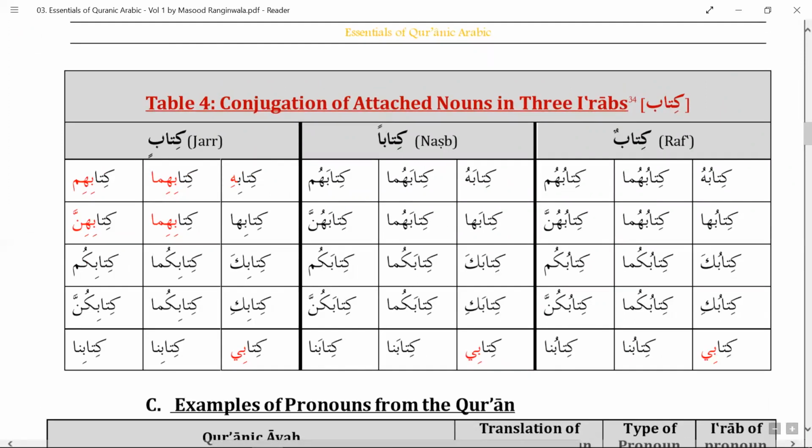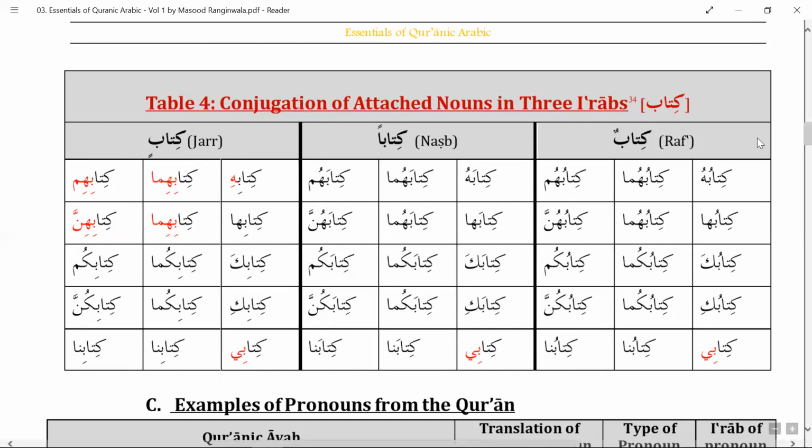So when you attach the pronoun at the end, how does it become? Kitabuhu, kitabuhuma, kitabuhum. So you see the hu, huma, hum. The word remains kitabu. When you attach, the tanween will drop because tanween only comes at the end of words. So you just have to write kitabu and attach the pronoun directly at the end. Kitabuhu, kitabuhuma, kitabuhum, kitabuha, kitabuhuma, kitabuhunna, kitabuka, kitabukuma, kitabukum, kitabuki, kitabukuma, kitabukunna, kitabi, kitabuna.